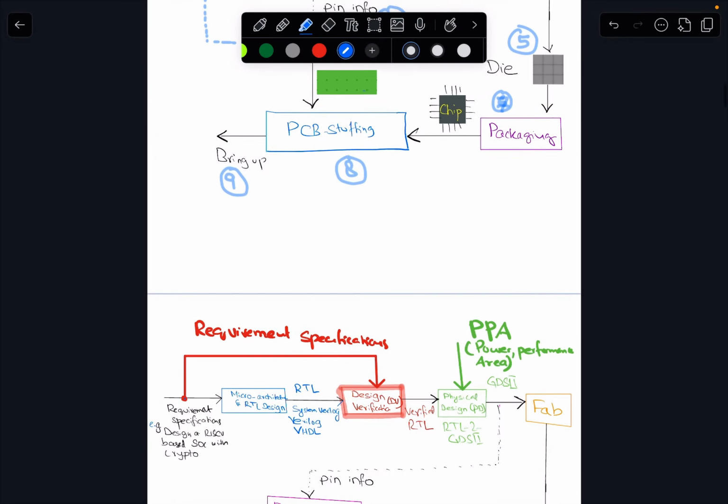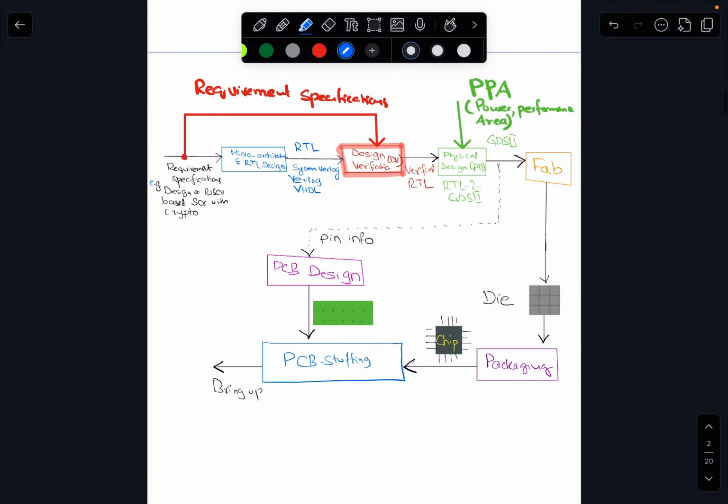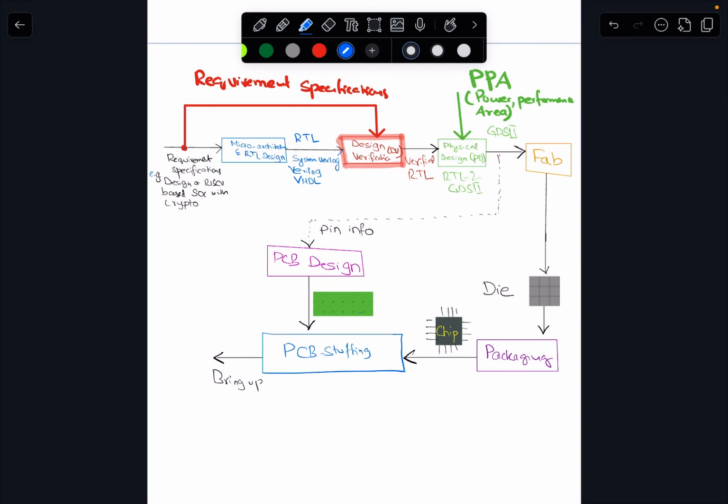Okay, let's move ahead and see a bit more detail about the requirements. The design verification team not only gets the RTL as input, but also gets the requirement specifications, and I will let you know shortly why these requirement specifications are required. The physical design team also gets the specification in terms of the PPA, power, performance, and area requirements. But in this course we just focus on the design verification part. So let's see why these requirement specifications reside in the design verification stage.